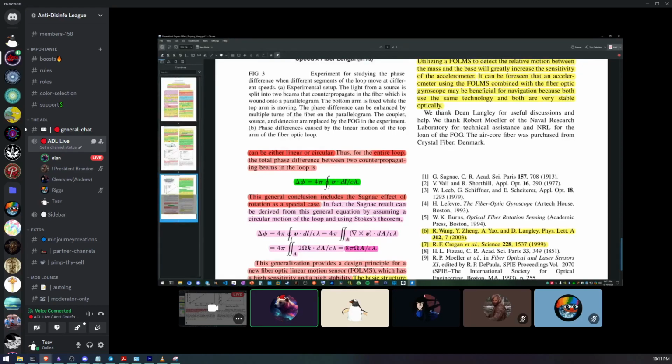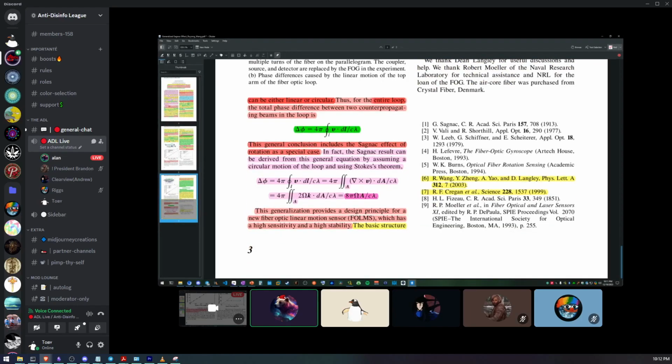All right. Very cool. So the general conclusion includes the Sagnac effect of rotation as a special case. What are your thoughts here, Toby? So there it is again. The mystery, dude. It's so stupid. What's Wang trying to say? By the way, the Earth's rotating, like that's kind of what he's saying. Like he's just appeasing, I feel like.